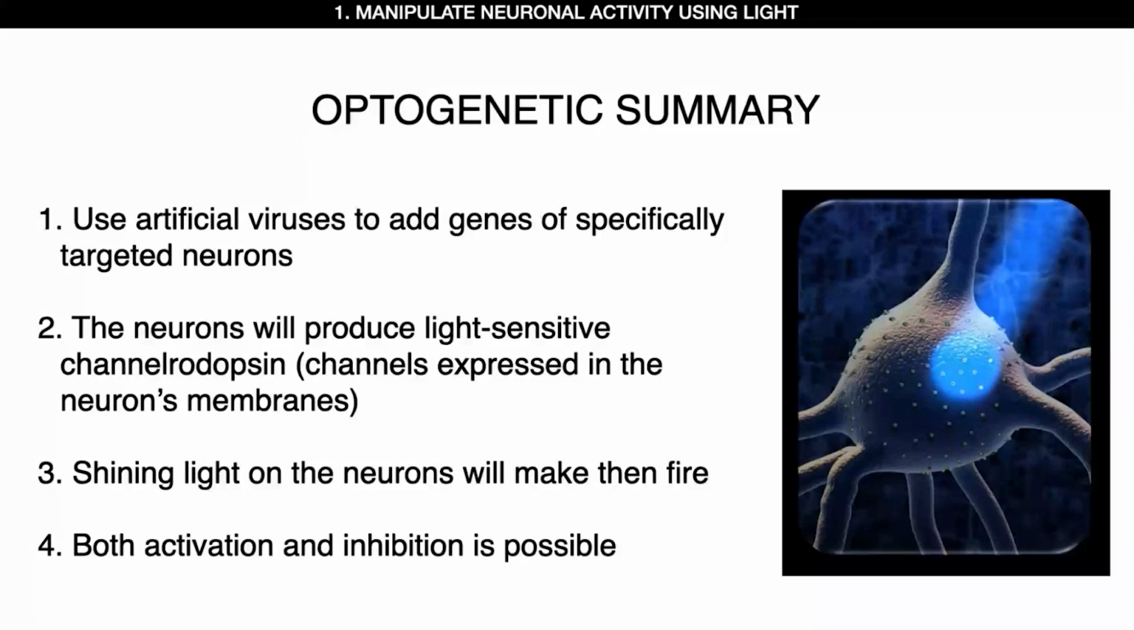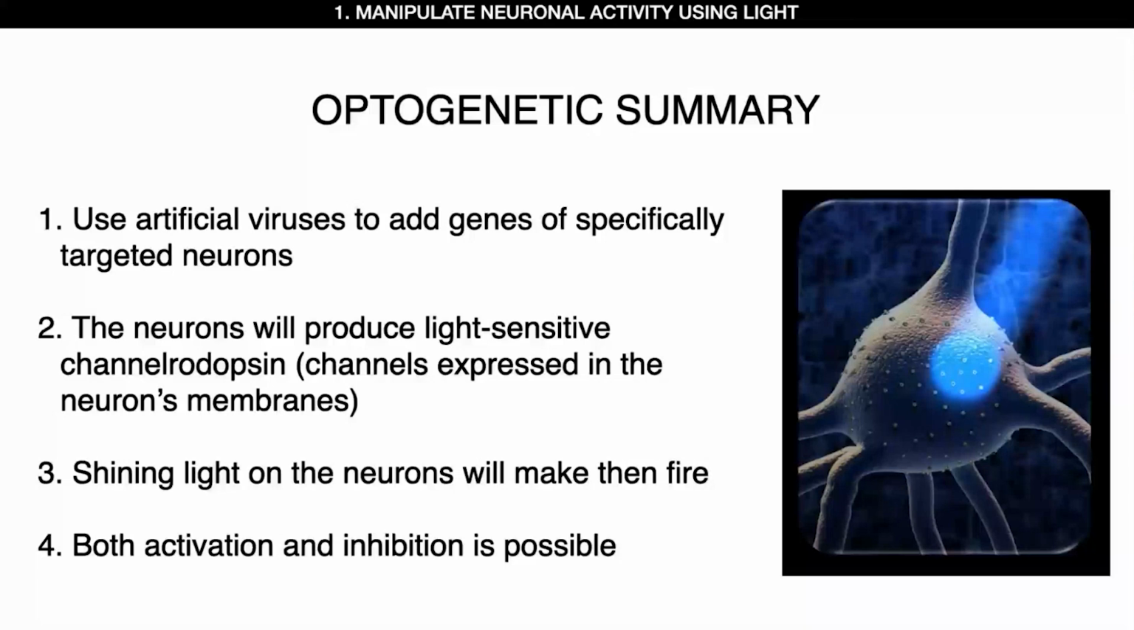Yes, thank you. Sure. Okay, so I'm going to summarize the optogenetics as I explained to you so far. Optogenetics works by using artificial viruses to add genes to specifically targeted neurons. The neurons will produce light-sensitive channelrhodopsins, which are channels expressed in the neuronal membranes. Shining light onto these neurons will make them fire, but we also saw that it's possible to both activate and inhibit these neurons by using light.